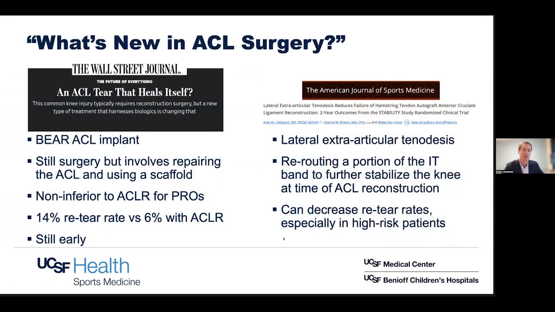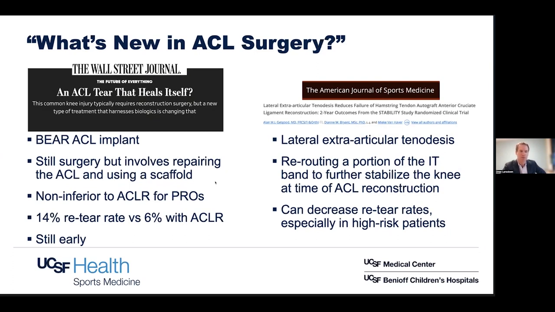A lot of patients are interested in innovation in this area. Two things that are often brought up, just to give you some thought on this. There's a lot of interest right now in ACL repair. Historically, we've reconstructed the ligament, taken a tendon and replaced it. And then there's a newer implant that may be able to let us repair it. It's still surgery, but it involves putting in a scaffold and repairing the ACL.